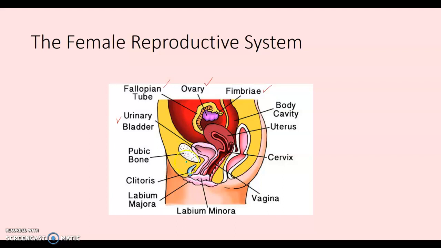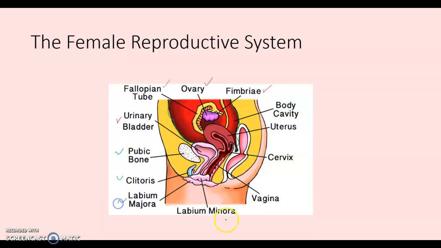We have the pubic bone, which is in the front of the pelvis. There's the clitoris, the labium majora, which is like the lips of the outer opening of the female reproductive system. The labium minora, which is the smaller set of lips. We have the vagina, which is the entrance into the female reproductive tract. The cervix, which is the opening into the actual uterus itself. And then this is the body cavity right here, the pelvic cavity of the female body.